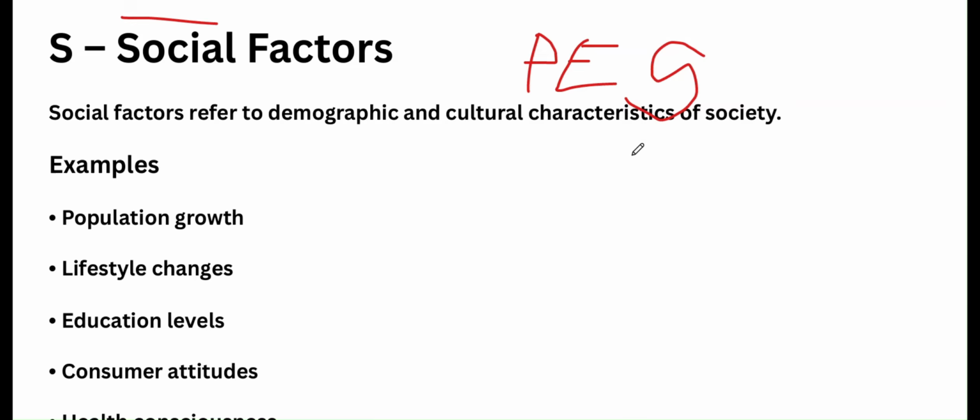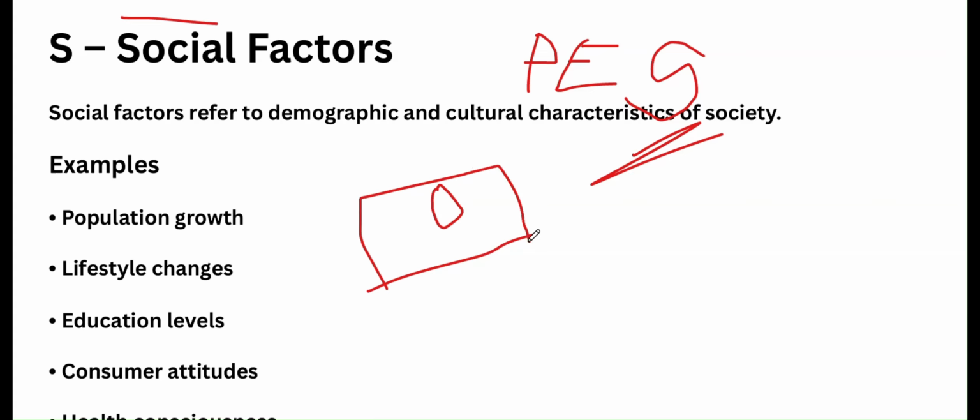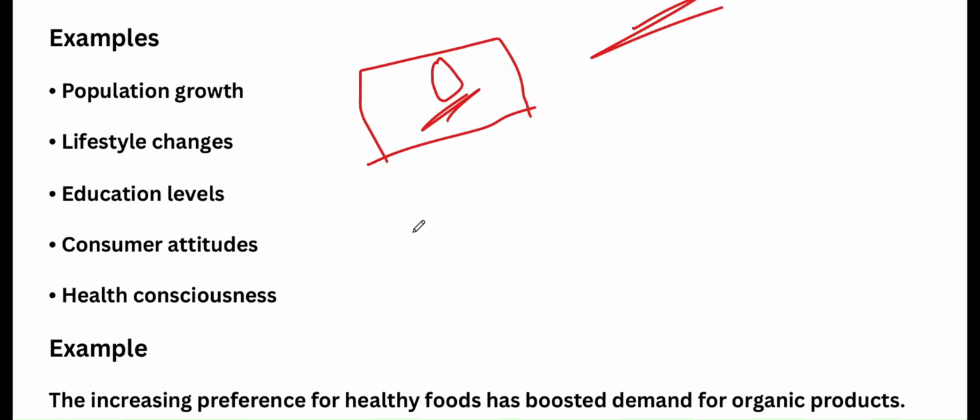Now this is S. What is S? S for society. Social factors. Social factors refers to the demographic and cultural characteristics of the society. So our organization is inside a society. So the changes in the society, the culture of the society, the demographic of the society is going to affect our organization, because organization is situated inside and surrounded by society. Example: population growth, lifestyle changes, educational levels, consumer attitudes, health consciousness.